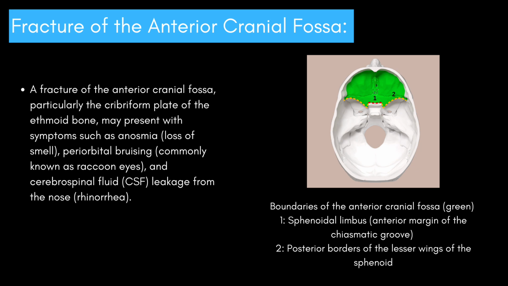Let's take a look at the picture to the right. We can see the boundaries of the anterior cranial fossa in green. 1. Sphenoidal limbus, anterior margin of the chiasmatic groove. 2. Posterior borders of the lesser wings of the sphenoid.